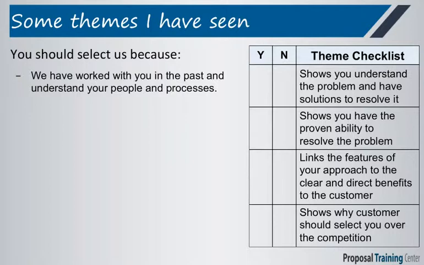Does this meet the test? Well, let's see. Shows you understand the problem and have solutions to resolve it? Well, not really. You may have worked with them in the past, but that's not proof you understand the current problem. Shows you have the proven ability to resolve the problem? No, this doesn't work either. You may even have solved problems for this customer in the past, but that has no bearing on this problem in this current situation. Links to features of your approach to the clear and direct benefits to the customer?